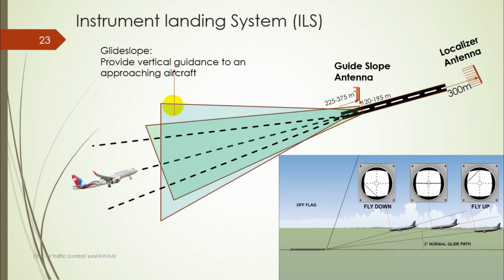Thus, the glide slope antenna guides the aircraft or pilot to be at the correct angle of descent to the runway. That is, if the aircraft is flying above the angle of descent, then the glide slope antenna guides the pilot to fly down to be at the correct angle of descent. And similarly, if the aircraft is flying below the correct angle of descent, then the glide slope antenna guides the pilot to fly above to be at the correct angle of descent.